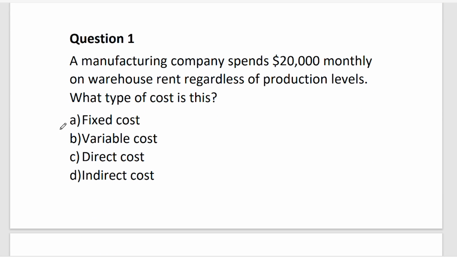So in this case, we have questions like, a manufacturing company spends $20,000 monthly on a warehouse rent, regardless of product levels. What type of cost? See, it doesn't just ask you to identify cost. What type of cost is this? Is it a fixed cost? Is it a variable cost? Is it direct? Is it indirect? Look, rent in a warehouse, irrespective of whether they produce, that becomes a fixed cost.